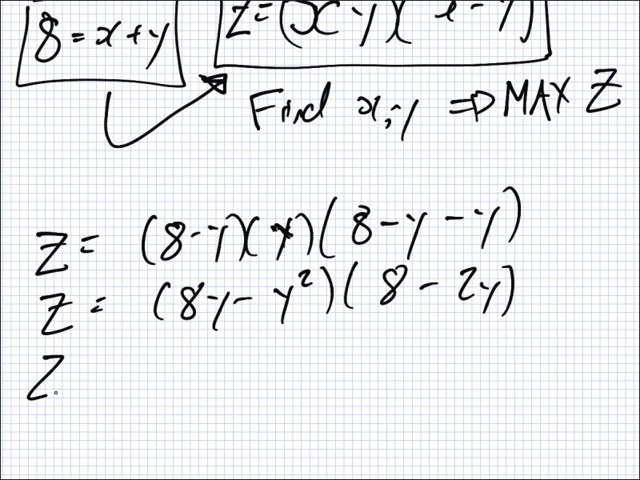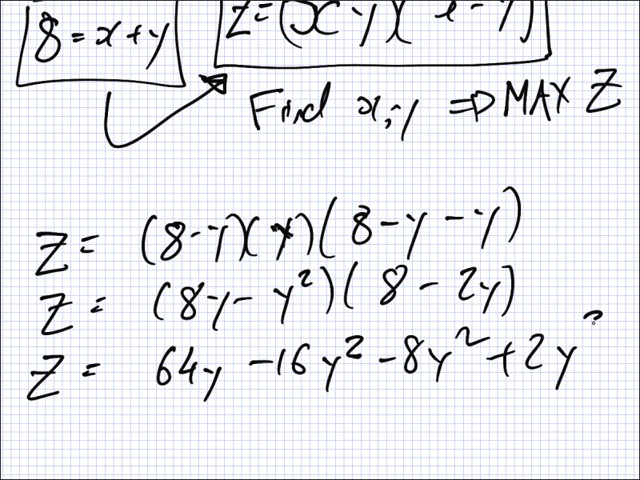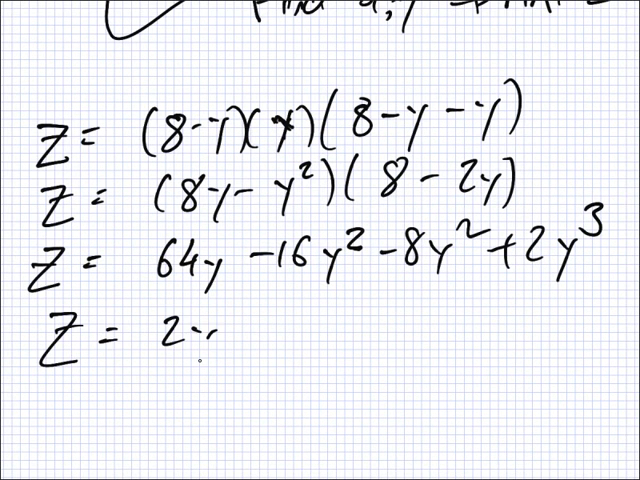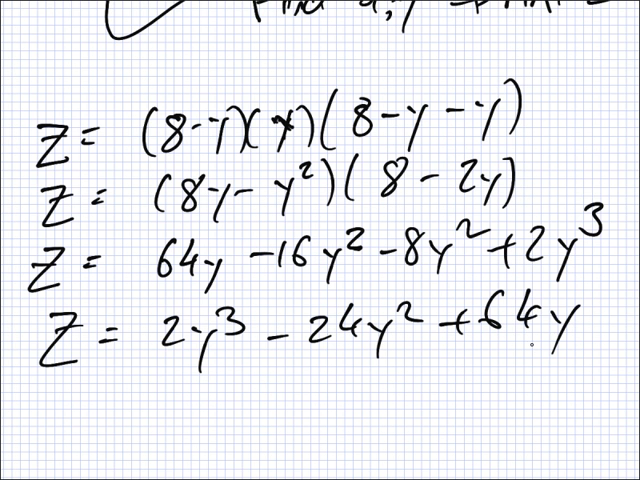When I expand, what type of equation will I get? Try again. 64y minus 16y squared. Isn't it, this 8y times that, right? Yeah. Minus 8y squared plus 2y cubed. So z equals 2y cubed minus 24y squared plus 64y. Now, how do I find the value of y which makes z a maximum?